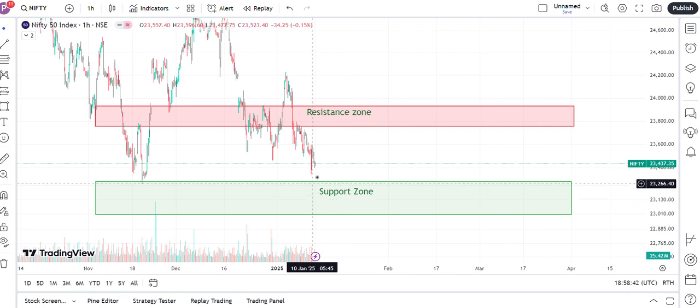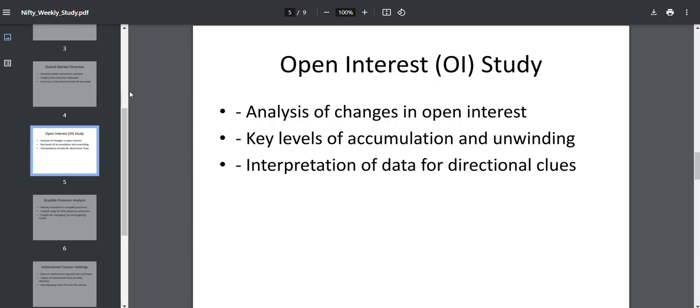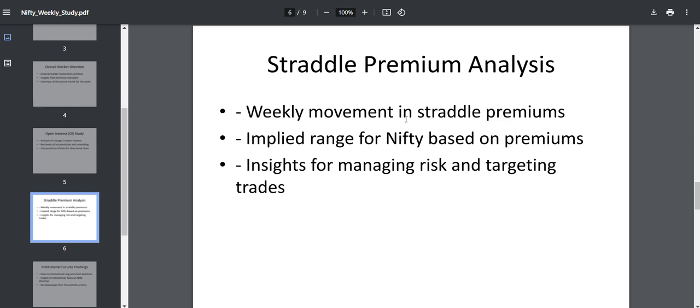So this will act as a support, and this will be acting as your resistance. Coming to the next pointer, we will see how straddle premiums are going.